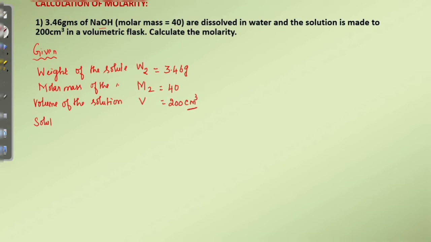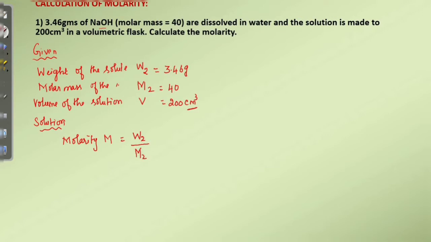How to find out molarity? First, let us write the formula. Molarity, capital M, is equal to the number of moles of the solute in 1 liter of the solution. How to calculate the number of moles of the solute? It is weight by molecular weight.